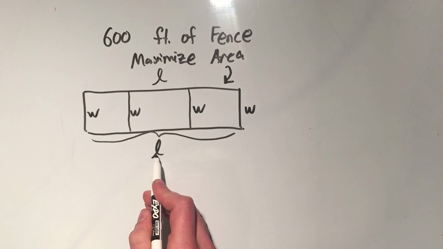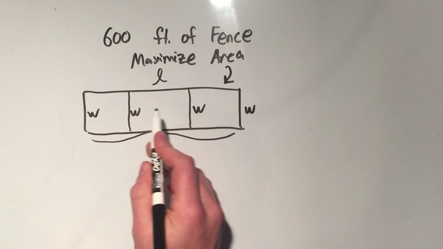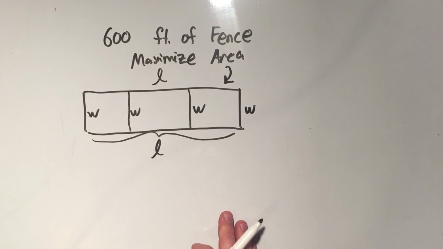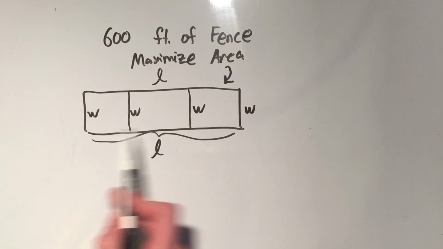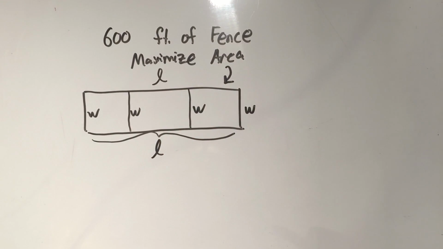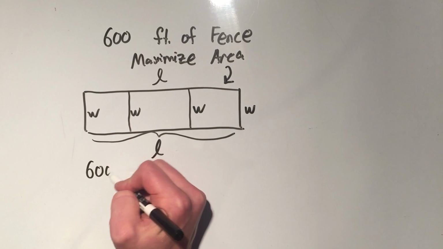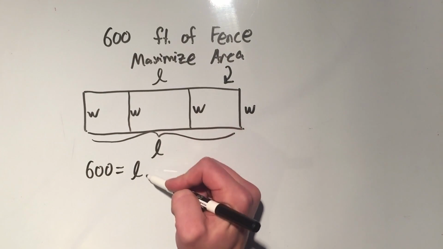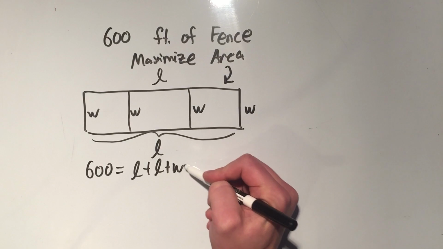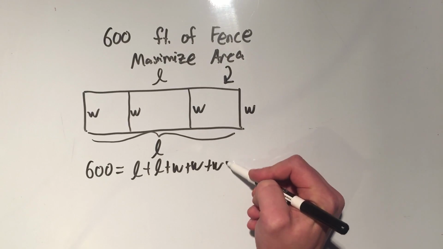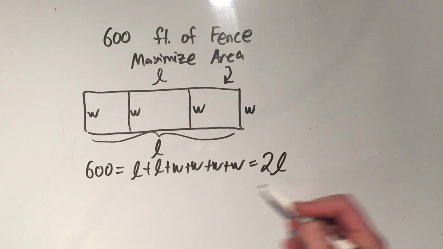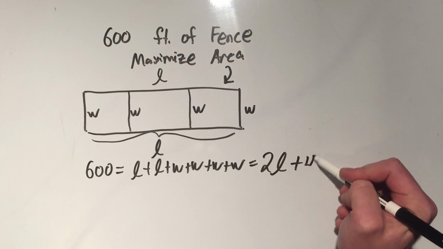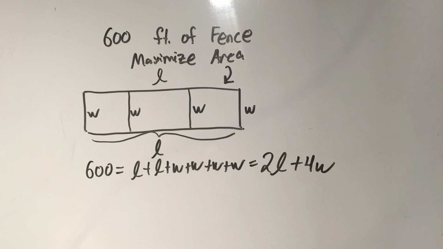Now, this side plus this side plus this side plus this side plus this side plus this side, they need to equal what? Well, they need to equal 600, because my 600 feet of fence has to make up every single side. So I have 600 equals this L plus this L plus the first W plus the second W plus the third and the fourth. Or if you like, L plus L is 2L. W four times is 4W.